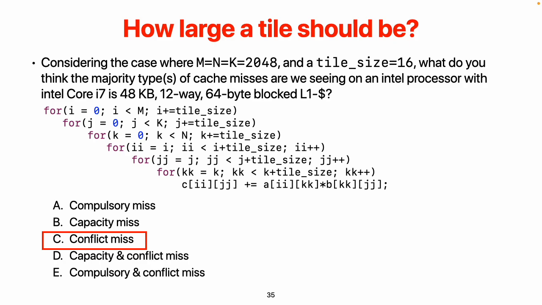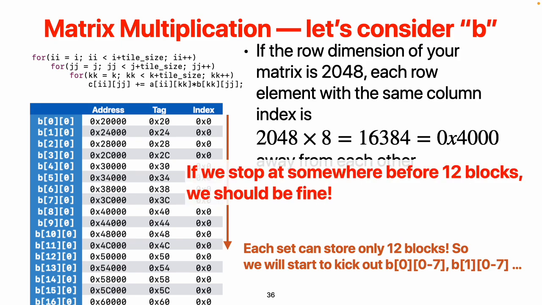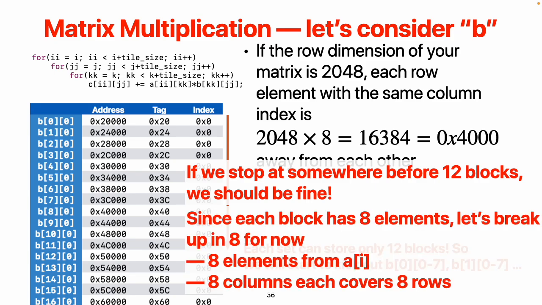Okay, so here's the problem: we have a lot of conflict misses. So how do we avoid that? Since we have 12 ways, if we can stop somewhere before 12, then we will be fine. And if you want to find a power of 2 that is smaller than 12, that's probably 8. Do you agree? So for now, let's say it's 8.